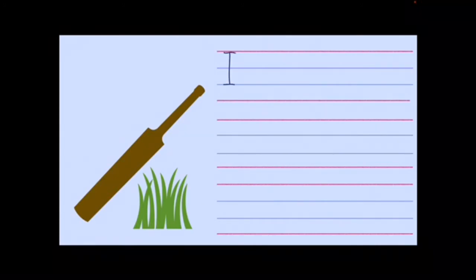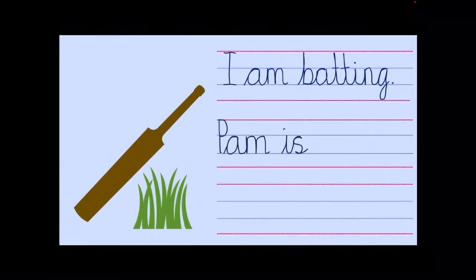I, always a capital, am batting. Did you remember to double that T at the end of bat? Pam is batting too. So that sentence is there just to show you how we are going to build the sentences up. Sometimes it will be I am, sometimes it will be a naming word and is.